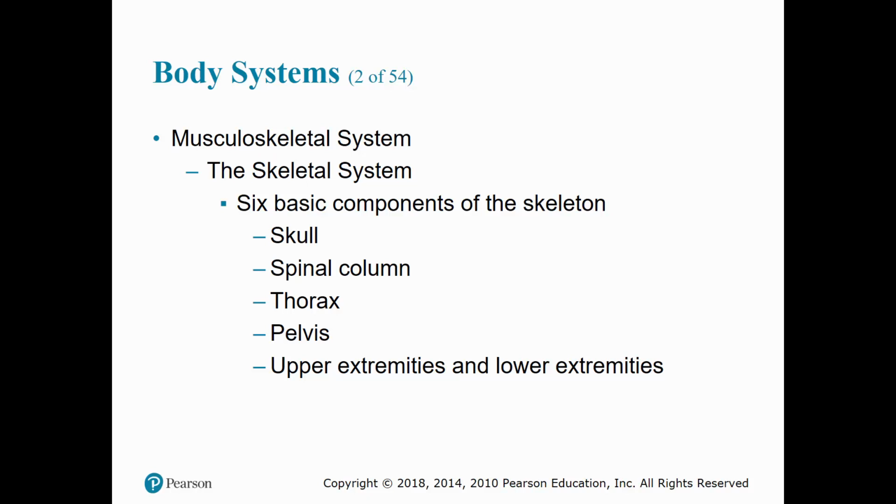There are 6 basic components of our skeleton. You have the skull, which is in our head, our spinal column, the thorax, which is our chest and torso area, our pelvis, which is on our hips, and our upper and lower extremities, which consist of our arms and legs. Beyond that, bones are then classified based off of their size and shape, such as long, short, flat, or irregular.